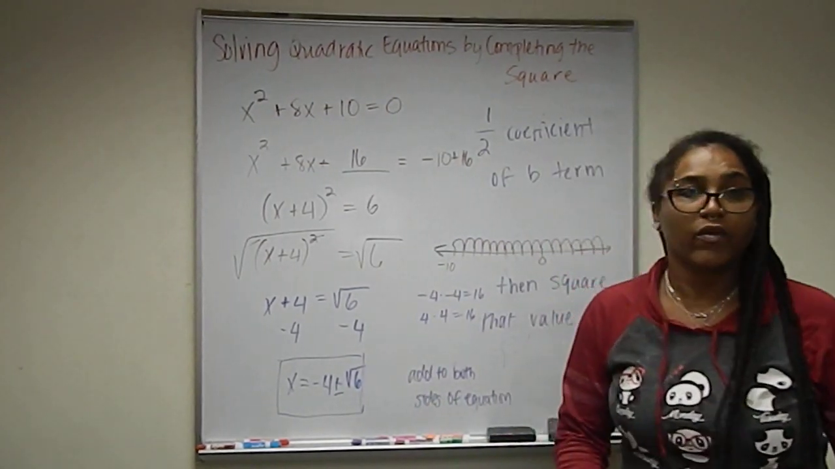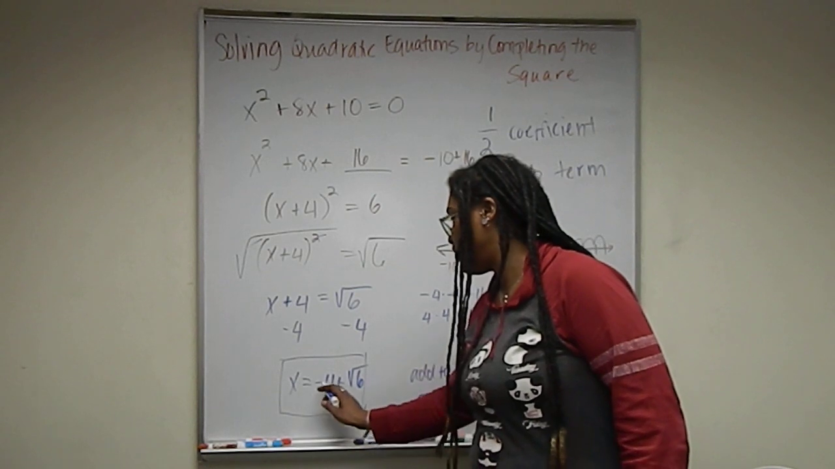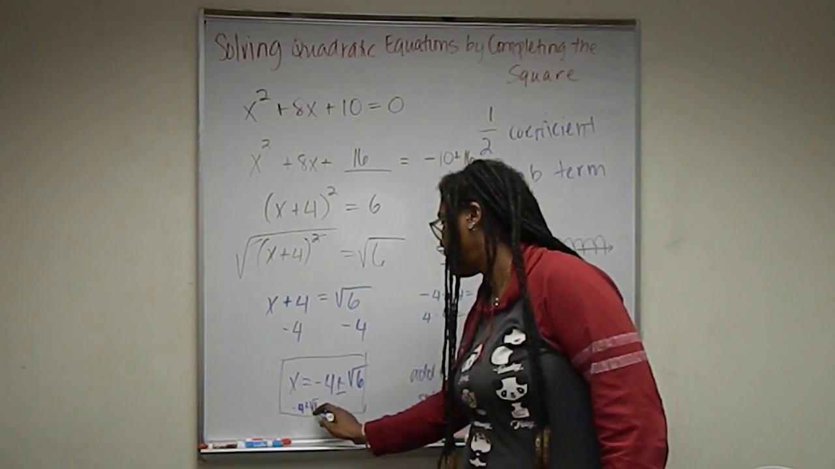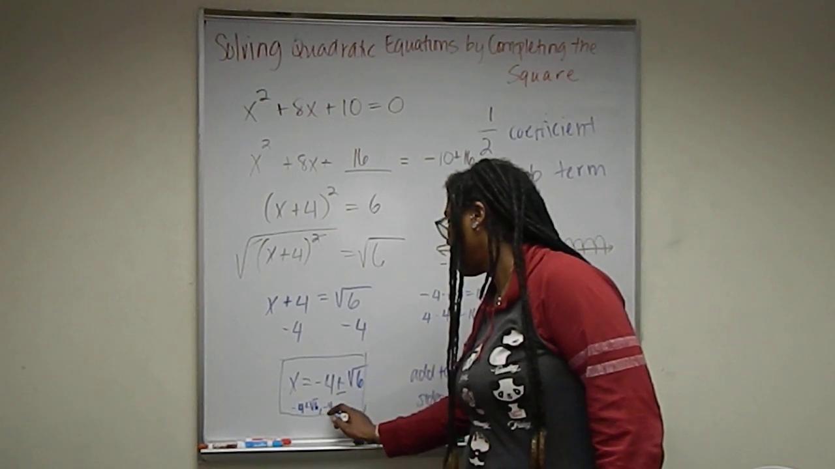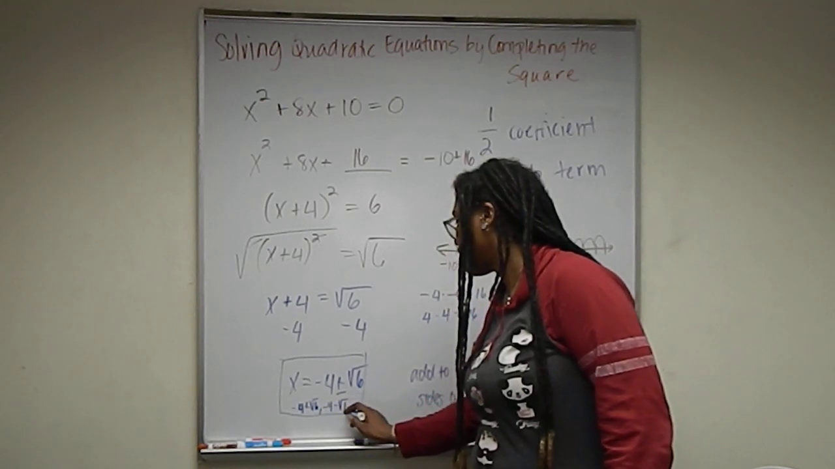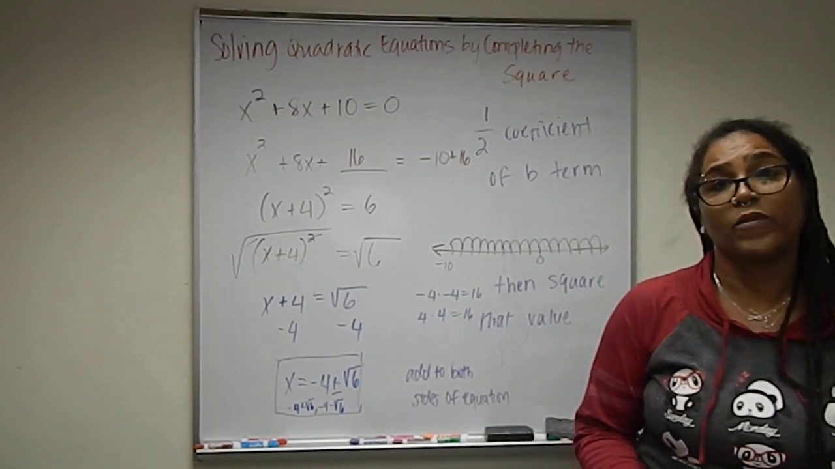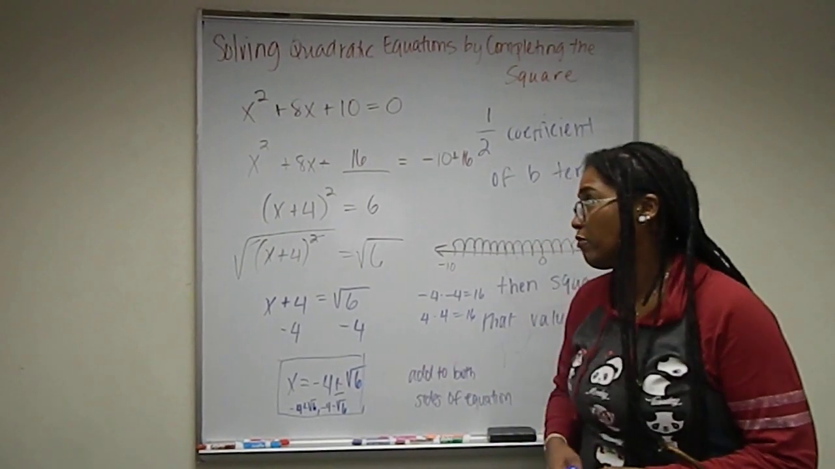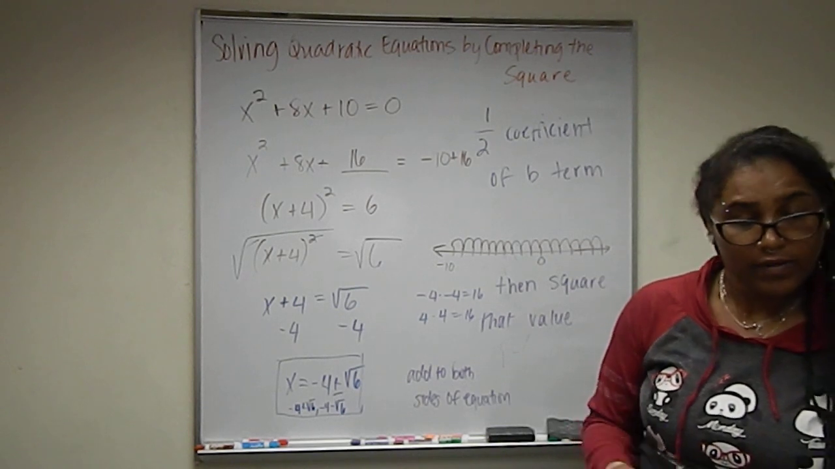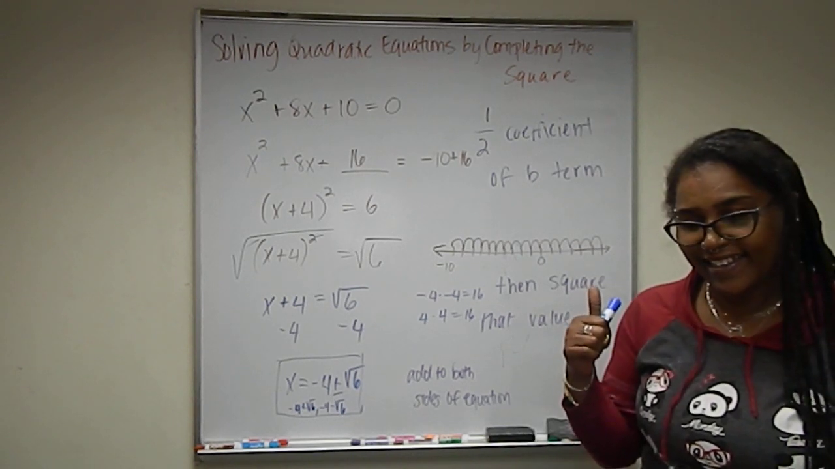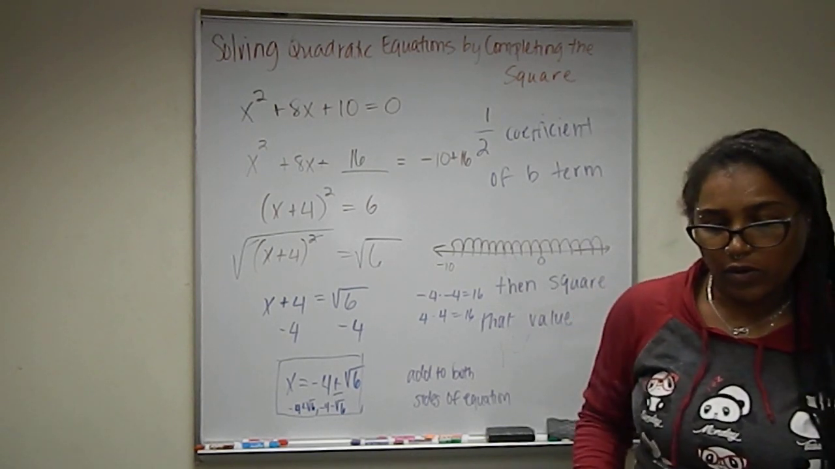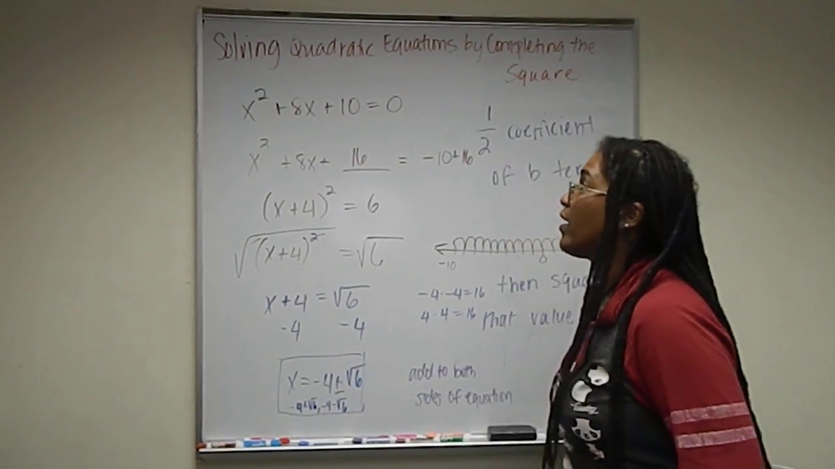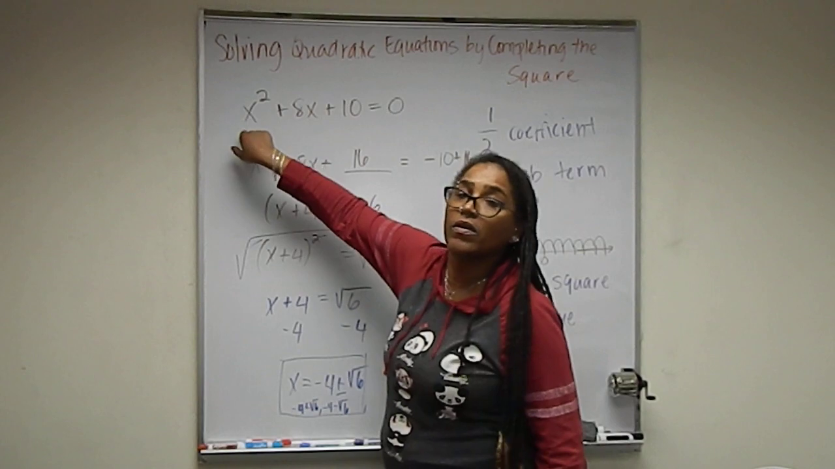Right? And your teacher might want you to separate it. So you would either have negative 4 plus square root of 6 or negative 4 minus square root of 6. Okay? You can have one of those two answers depending on how your instructor prefers it. Helpful? A little bit?